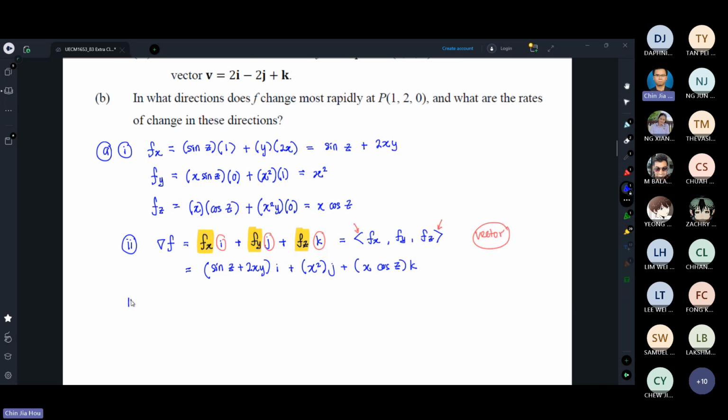Now, the part 3 here is to substitute values. We need to find the gradient vector when the x is 1, y is 2, and z is 0. So this is here x, y, z.